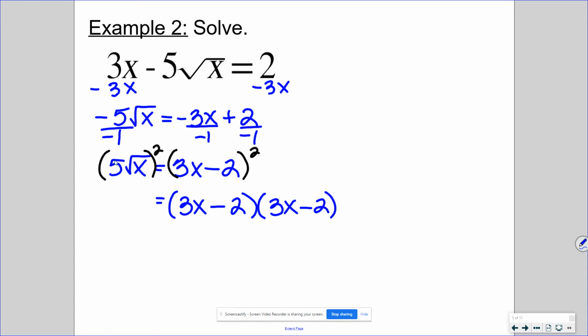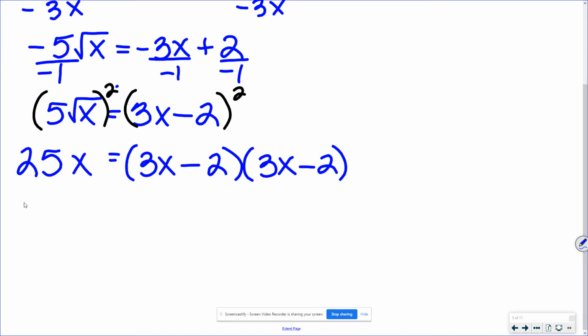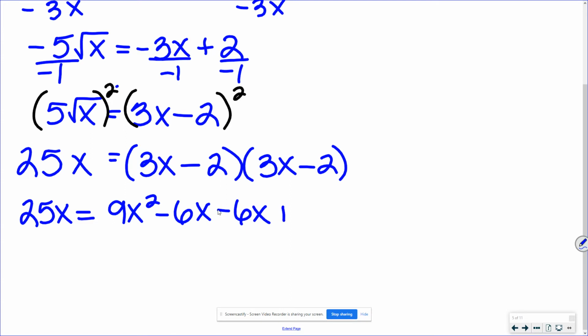But on the left, 5 radical x squared. Well, 5 squared would be 25, and radical x squared would just be x. So that would be 25x over there. And then on the right, like I said, we're going to do FOIL. So this would be 9x squared minus 6x minus 6x plus 4.